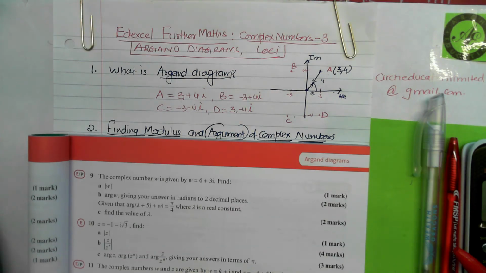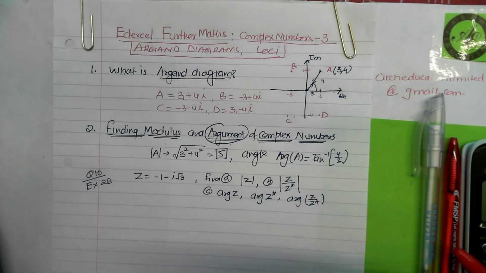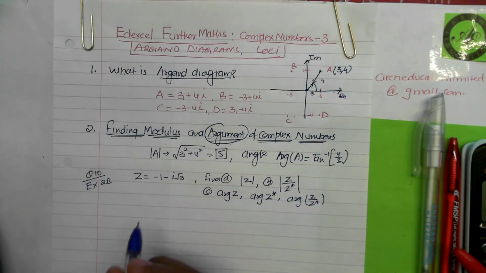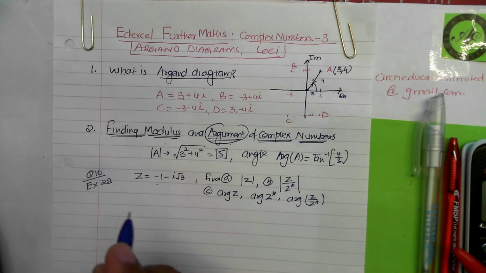Okay, so we're going to go over question number 10 on exercise 2B of the book. It says this is the complex number. They've asked you to find the modulus of this. Then they've asked you to find the modulus of z over z conjugate. We're going to first work out what the complex number is. Then they want you to find the argument of all of this in terms of pi. Okay, so we're going to show you this question now. So that's the complex number. Step 1, to find the modulus.